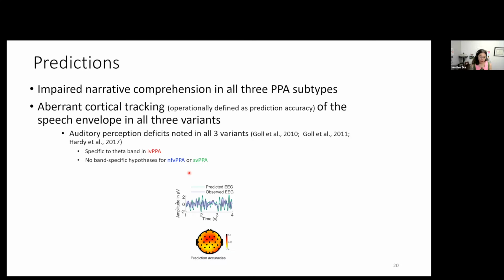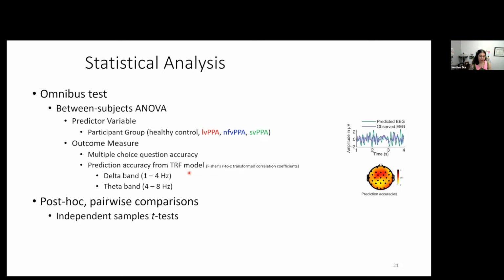In the logopenic variant, we predicted that this would be specifically in the theta band, and that's just given the phonological deficit observed in logopenic variant and the fact that the theta band has been linked to that syllable level parsing of the envelope. But we didn't have band-specific hypotheses for the non-fluent or semantic variant of PPA. And again, the way that we are operationally defining cortical tracking is that prediction accuracy between the TRF-predicted EEG and the observed EEG. We analyze these data using a pretty traditional between subjects ANOVA. We did this for prediction accuracy and multiple choice question accuracy, and we used post hoc pairwise comparisons when the omnibus test was significant, in this case, independent samples t-tests.